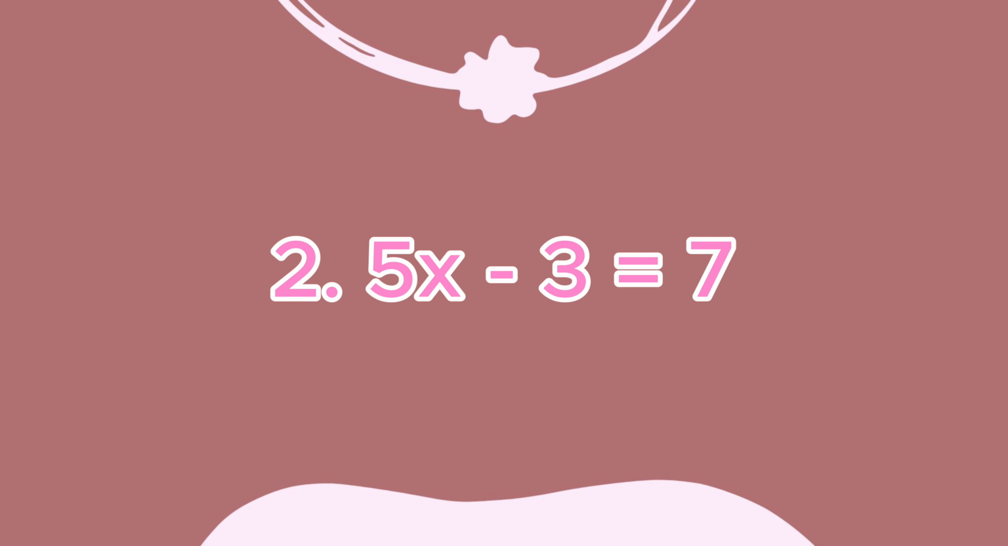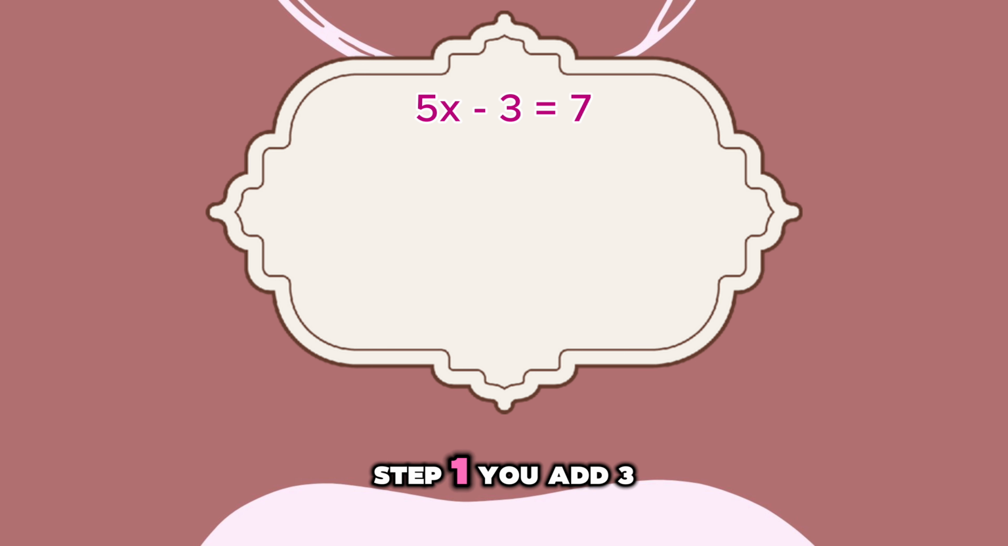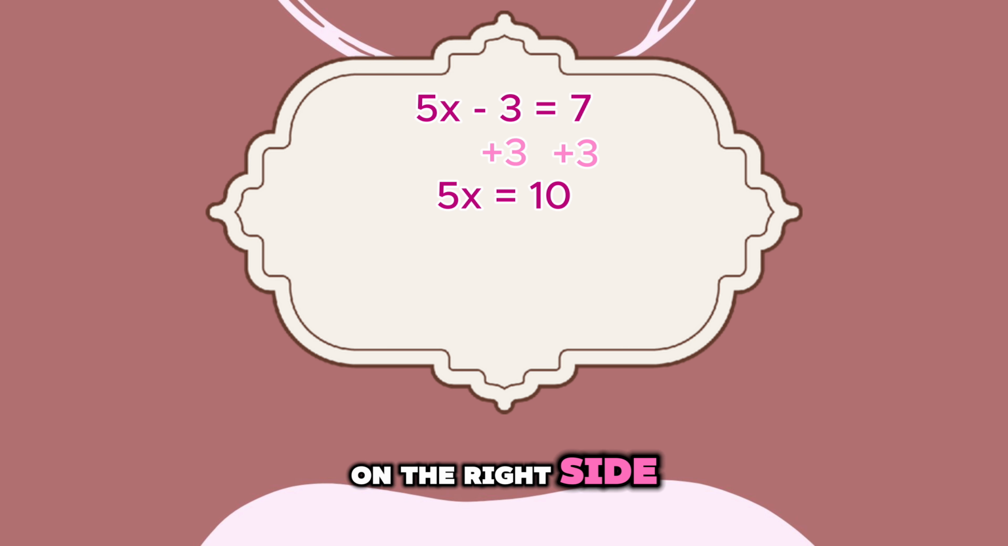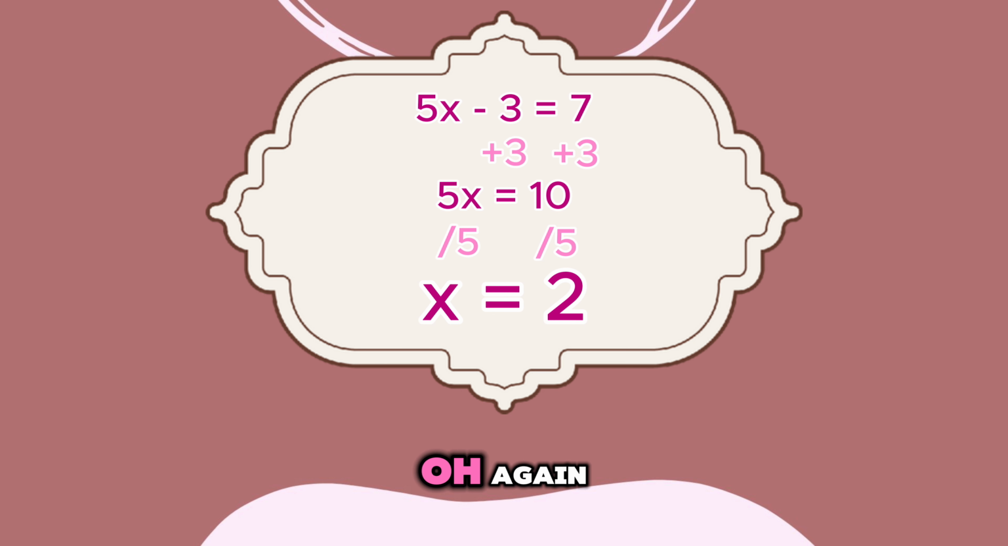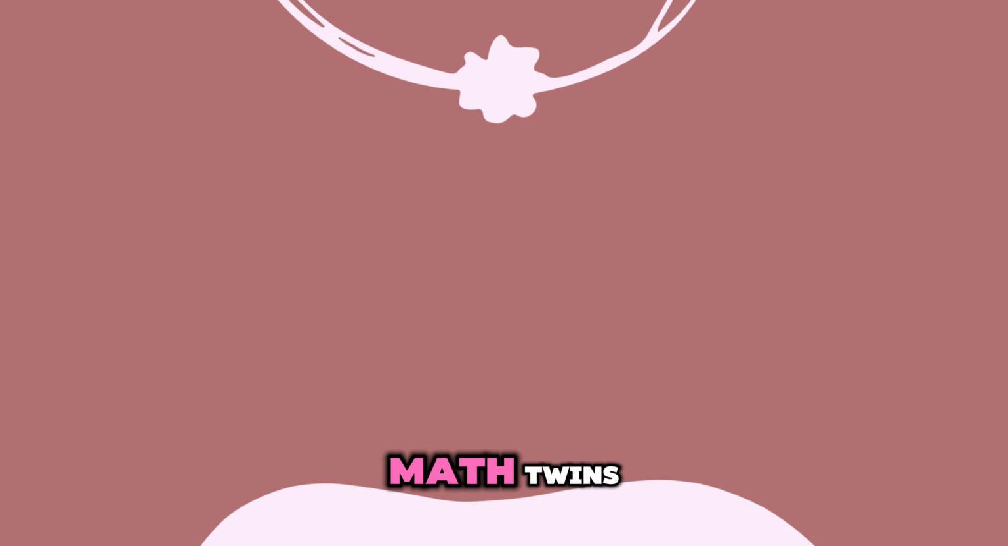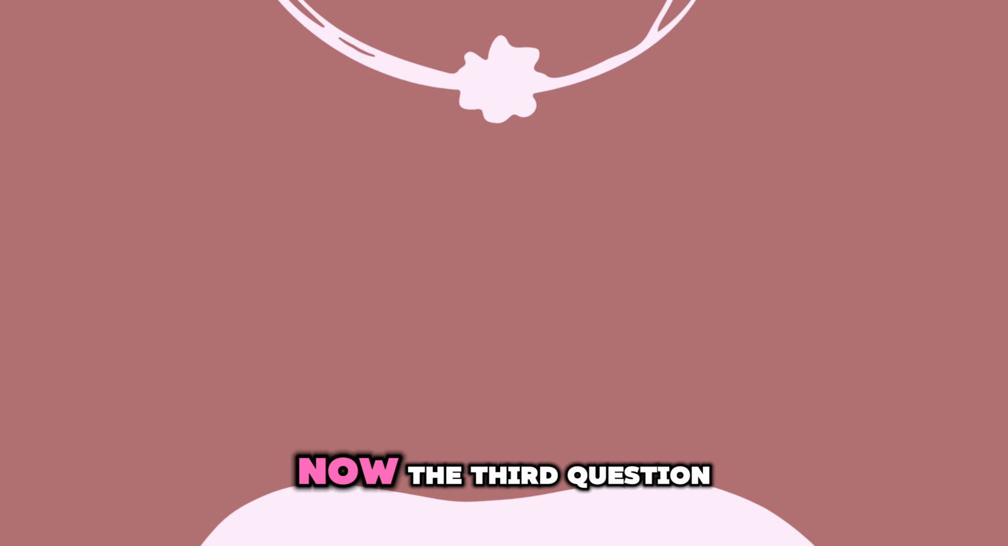Question 2. Step 1, you add 3 on the right side. And then you divide by 5 and you get x equals 2. Oh, again, math twins. Now the third question.